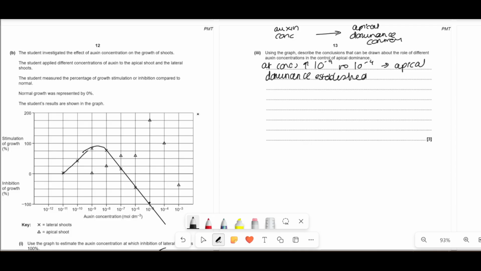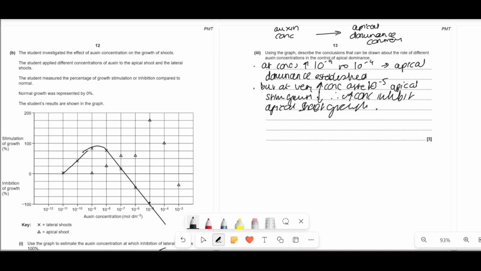Right? But then that only explains why it shoots up. Why is it all of a sudden going down? You need to look at this data and think of a possible explanation. But at very high concentrations, after 10 to the minus 4, the apical stimulation of growth lowers. So therefore, you could conclude from that that very high concentrations inhibit apical shoot growth. It's asking you to use that data and draw conclusions. There's no other thing you can say from that, because we're looking only at this data here.